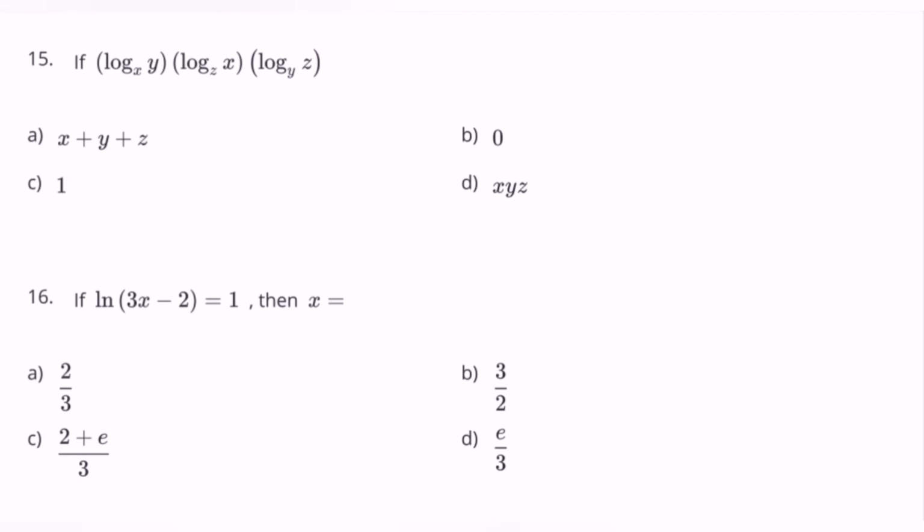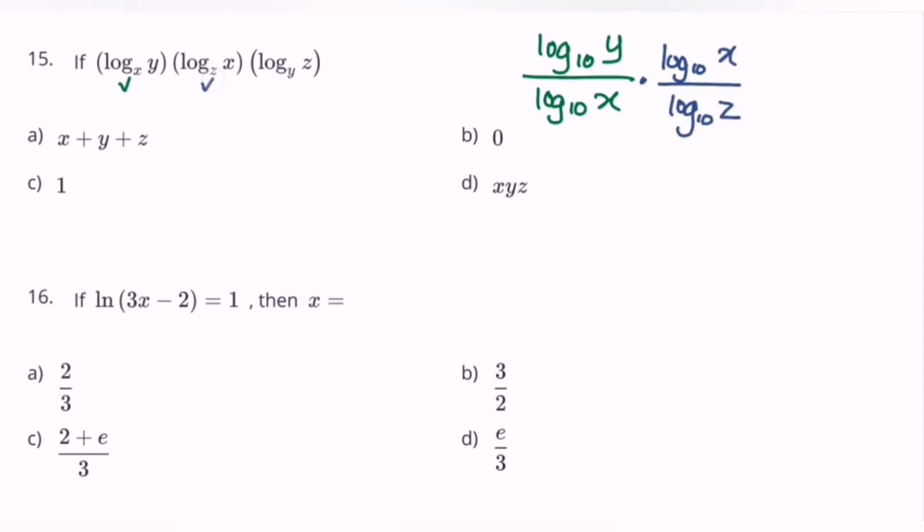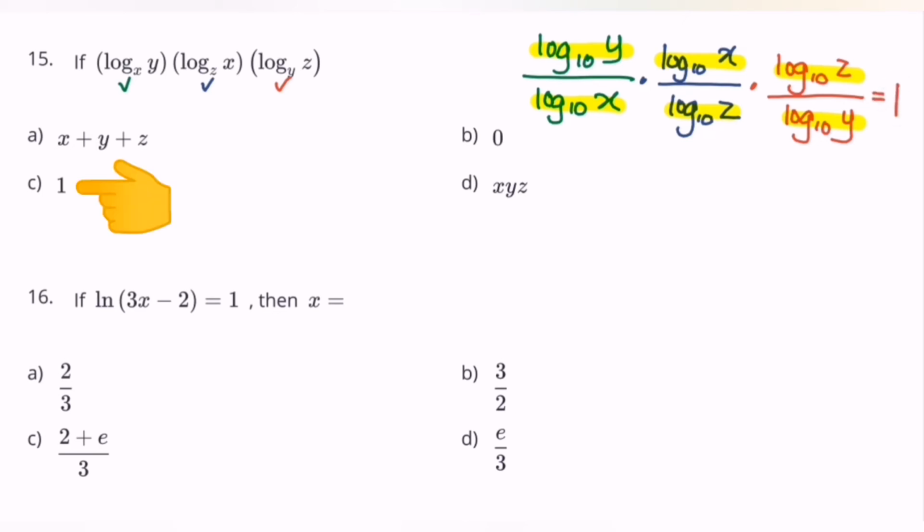Next, for question 15, kindly refer to the situation and make use of the formula for changing base, where we need to change the base from x to 10, from z to 10 as well, and for y also to 10. So here, we can rewrite the situation as log base 10 of y over log base 10 of x for this part. Next, multiply with log base 10 of x over log base 10 of z for this part. Finally, change the base to log base 10, so we will have log base 10 of z over log base 10 of y for this part. From here, we notice that we can simplify the situation, where we have z, then y, and finally x. As a conclusion, we will have equals to 1. So the answer for question 15 will be C.